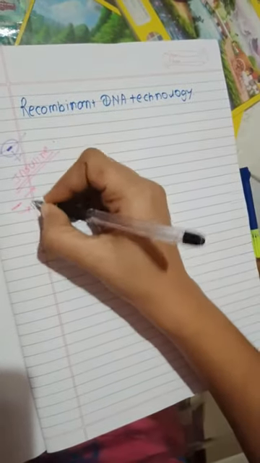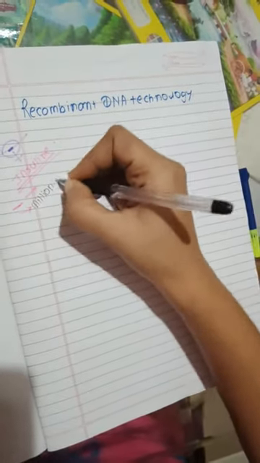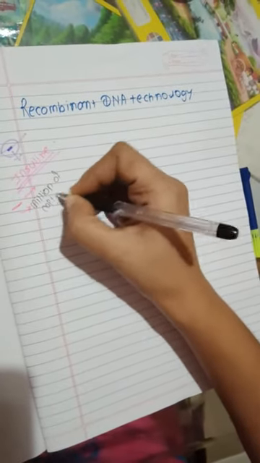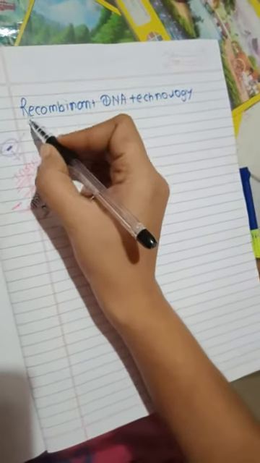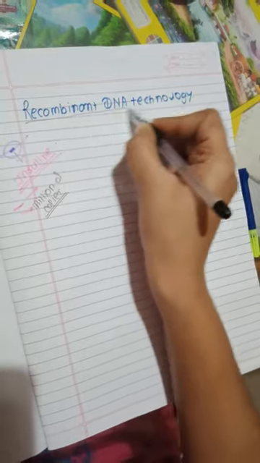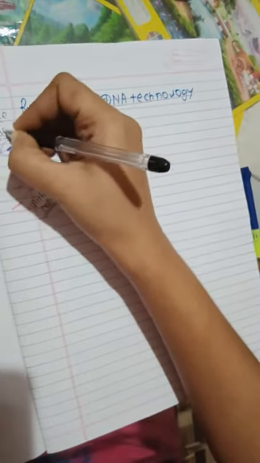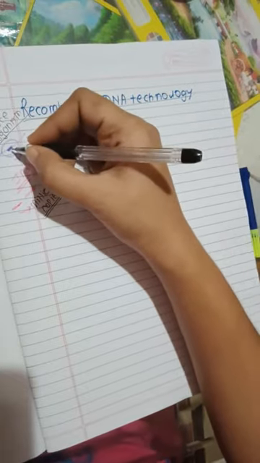If I want millions of copies of this insulin gene, how am I going to amplify and multiply it? We have a technology for this, called recombinant DNA technology. This is my source organism, from which I'm going to get the DNA and the gene that is coding for insulin.